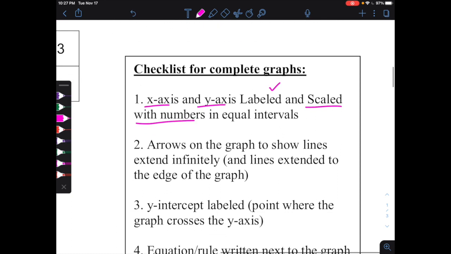So the next thing we need to do, well, that one we won't get to quite yet. So when we get to it, we need to draw arrows on the graph that shows that it's going to grow infinitely.